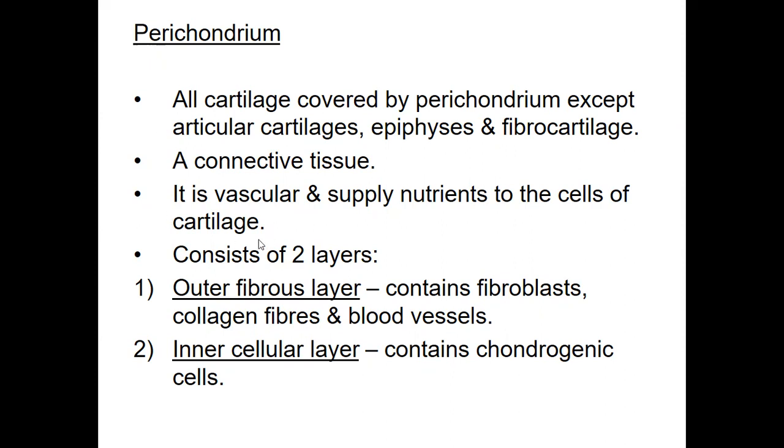The perichondrium also has two layers, similar to the periosteum. It has the outer fibrous layer, and the outer fibrous layer contains fibroblasts, collagen fibers, and also blood vessels. And the inner cellular layer contains the chondrogenic cells. So the perichondrium has two layers: the outer fibrous layer and the inner cellular layer.